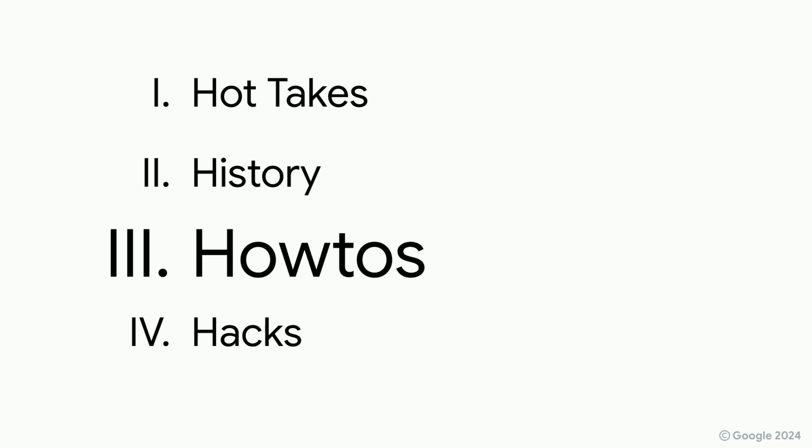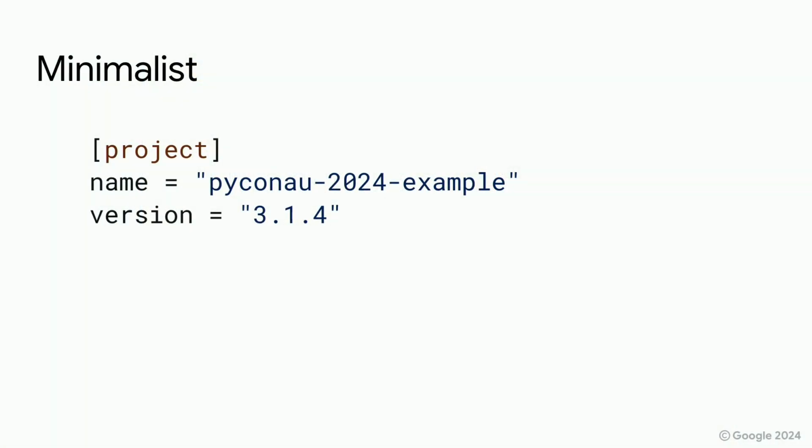Let's look at some of the ways you can use pyproject.toml to do what you might have used setup.py for. First of all, if you're a minimalist, this is all you need to publish a package using pyproject.toml. Name and version are the only 2 things required.